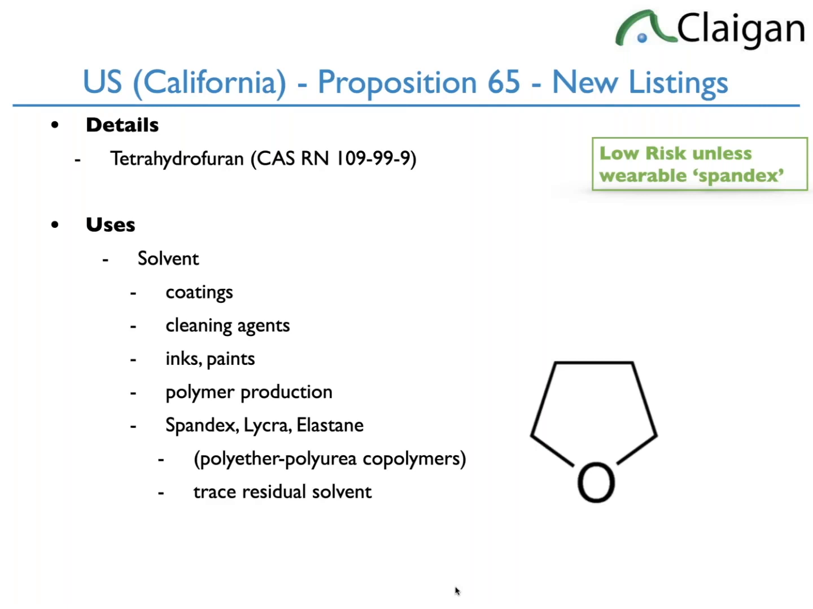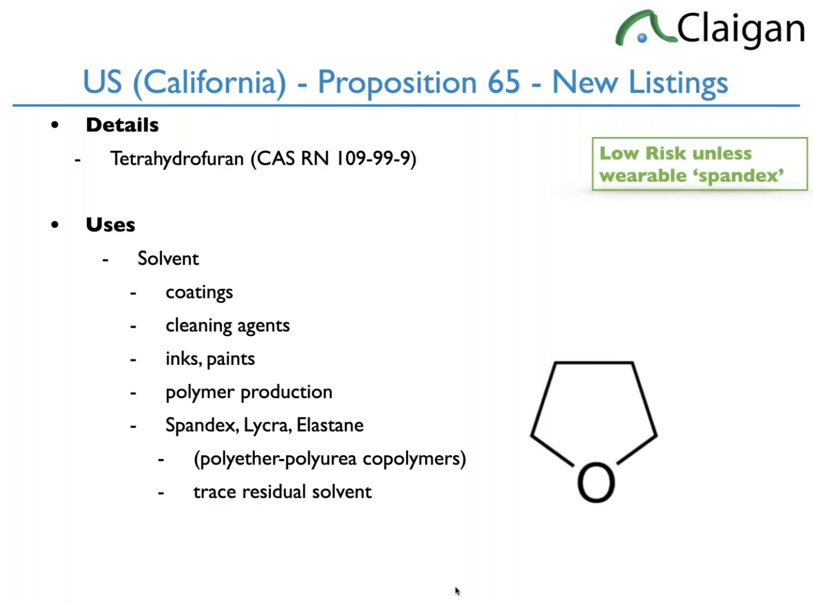Its structure is usually around oxygen. It does not require a hydrogen per se for the polarity. It's an aprotic polar solvent. It's used in non-woven fibers to make polyether polyurea copolymers, spandex or lycra or elastane, as is NMP or DMAC. It's just another aprotic polar solvent.